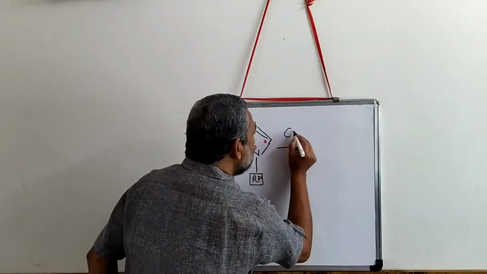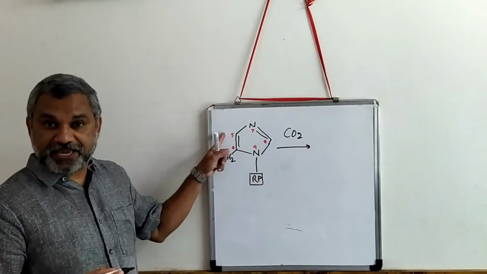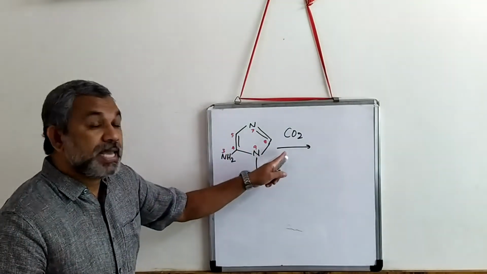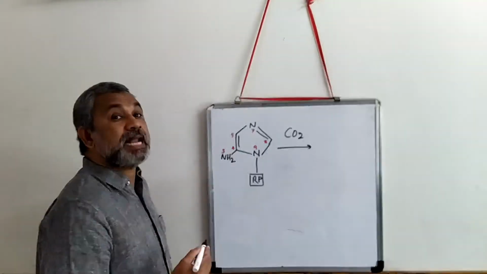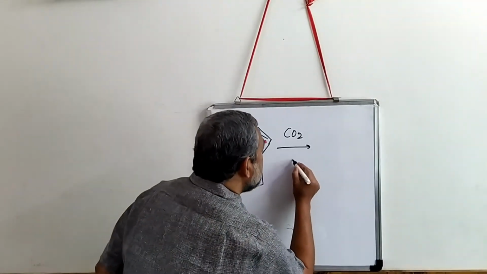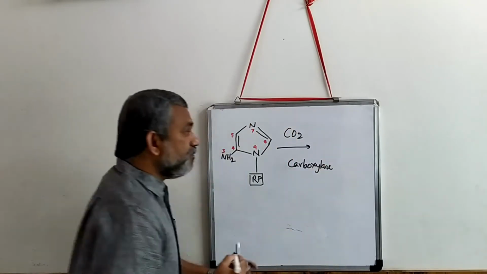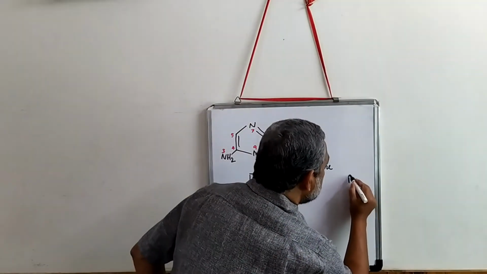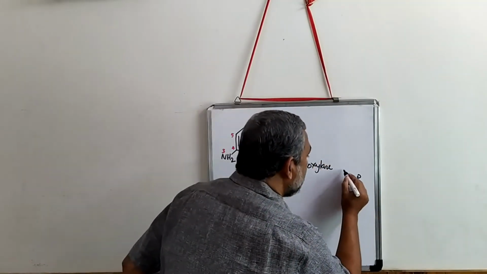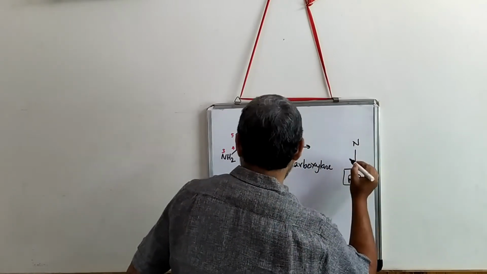In the next step, once we form AIR, we add a CO2 molecule. The CO2 is added to position number 5. The addition of CO2 is catalyzed by a carboxylase enzyme. So, when a CO2 is added, this is the structure we are going to get. So, ribose 5-phosphate is here, and on this is the glycosidic linkage.